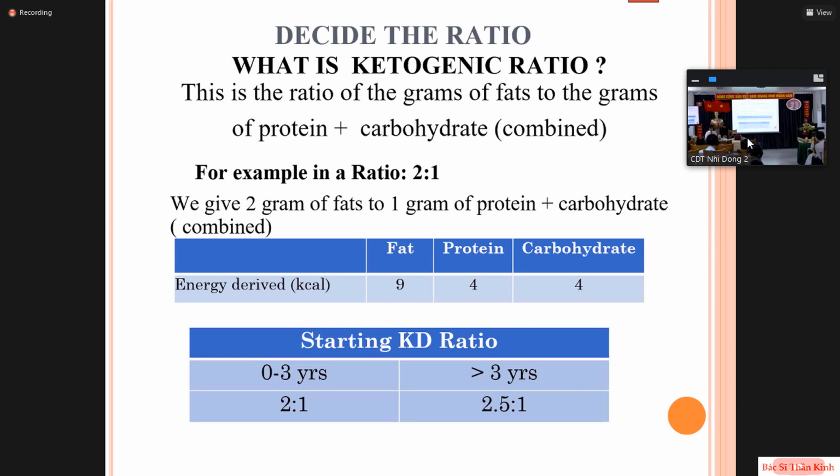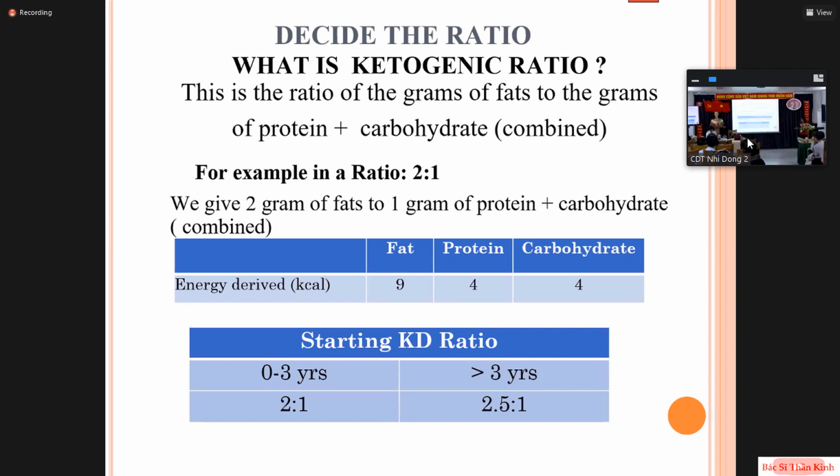Next, we decide the ratio, and before that, we need to know what exactly the ketogenic ratio is. This is the ratio of the grams of fat to the grams of protein plus carbohydrate combined. For example, in a ratio of 2:1, we give 2 grams of fat to 1 gram of protein plus carbohydrate combined. We all know that 1 gram of fat gives us 9 kilocalories, and 1 gram of protein or carbohydrate gives us 4 kilocalories each.